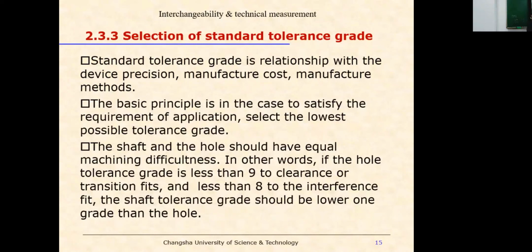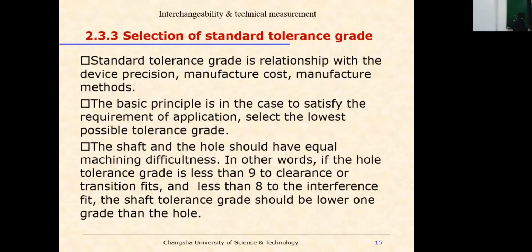Tolerance grade. For example, we make a hole with grade IT9, right? This is a machining procedure, and we machine a shaft that is also H9. The grades usually are the same. It means we have the same or equal machining difficulties, right?